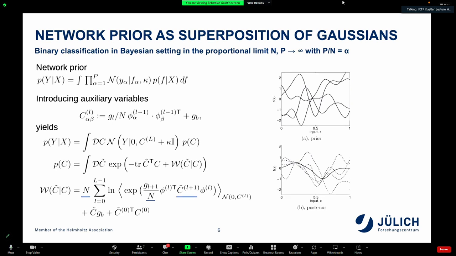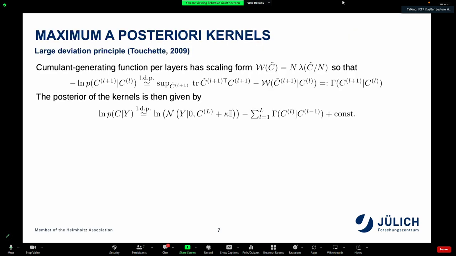And so we see it scales linearly, but also the argument is scaled down by the network width. And this is what is called a scaling form, which then allows us to apply the Gärtner-Ellis theorem from large deviation theory. And with this, we can describe the log probability of the kernel in one layer, given the kernel in the previous layer, by the Legendre transform of the cumulant generating function, which is also called the rate function.